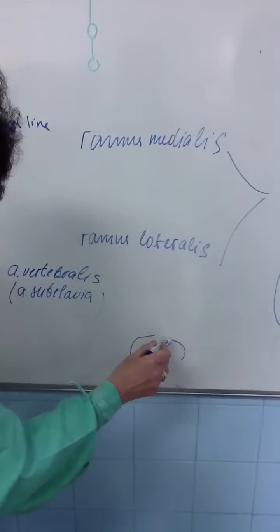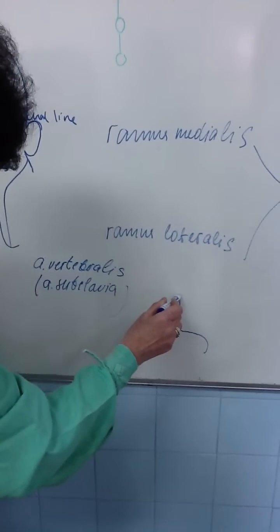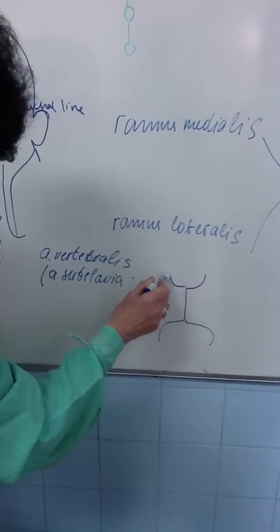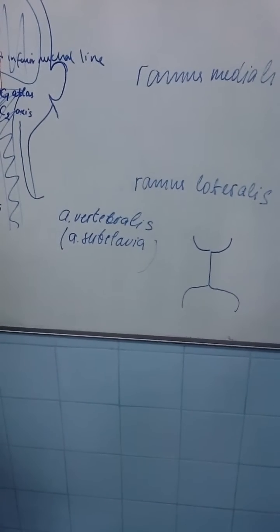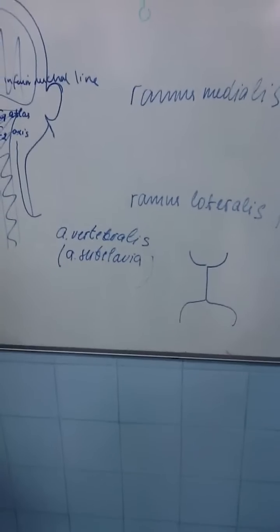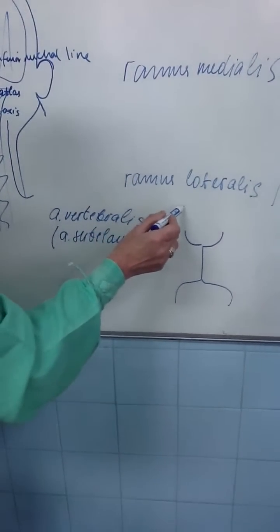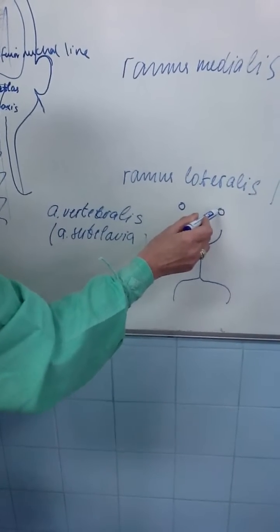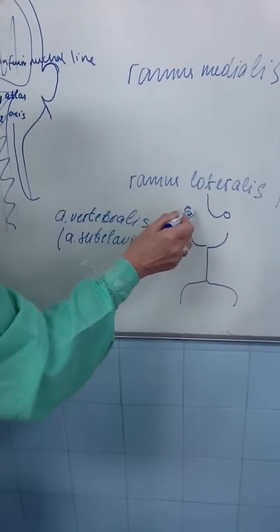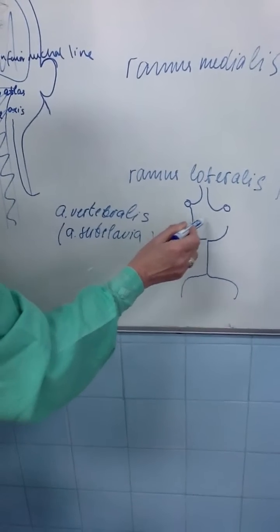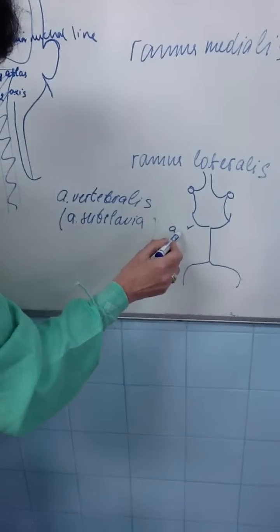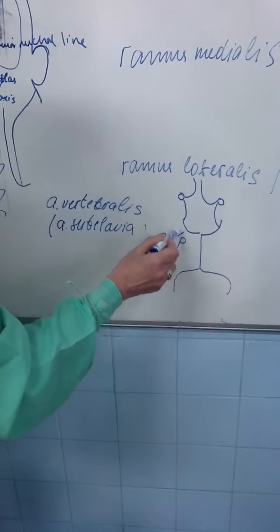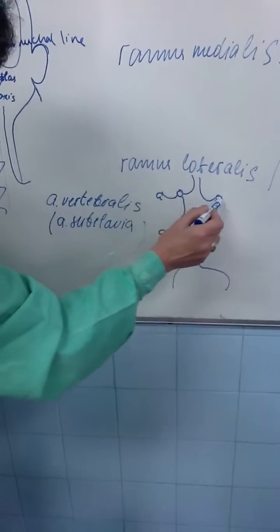But we learned arteria vertebralis, arteria basilaris, arteria cerebri posterior. The other source of blood supply of the brain is branches of the internal carotid artery. It sends arteria cerebri anterior and cerebri media. This is arteria cerebri posterior. These are communicating branches.